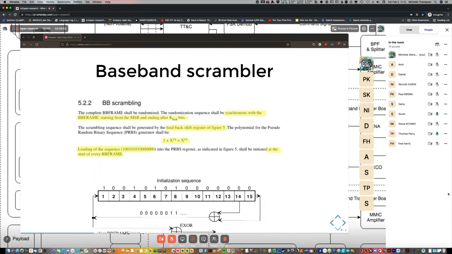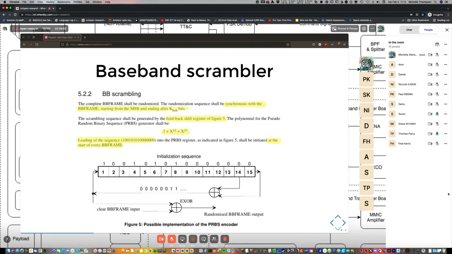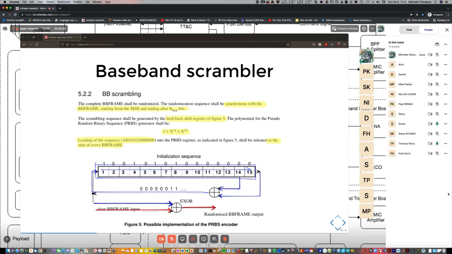So the spec provides a diagram that is very close to the RTL implementation. This is the 15-bit shift register, and data moves from left to right every time a data bit comes in. We take bits 14 and 15 and add them together to get the new value of bit 1. And to get the output, we only need to XOR bit 1 of the LFSR with the data input.